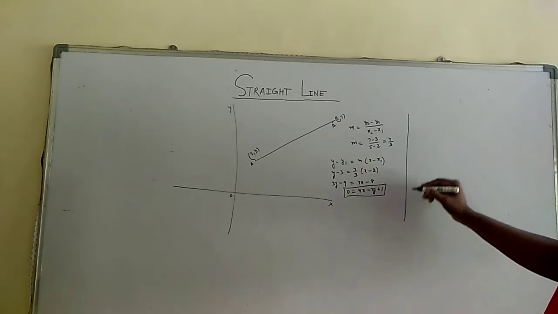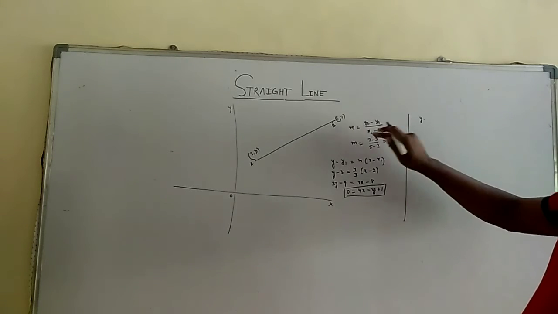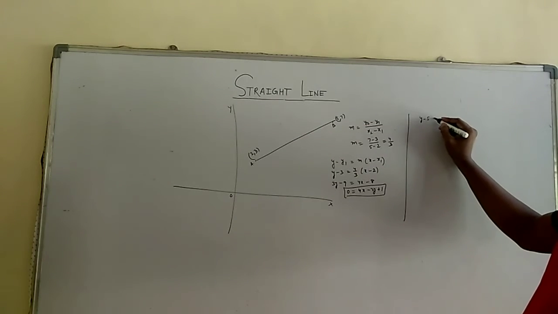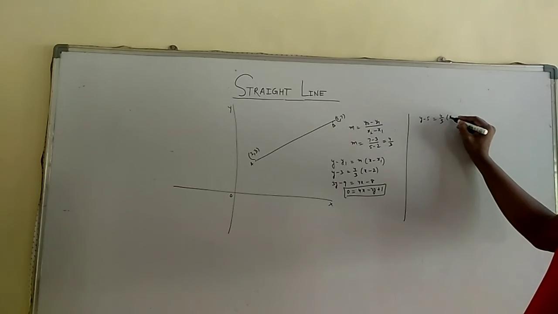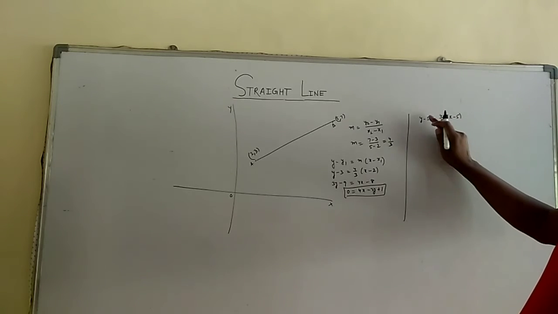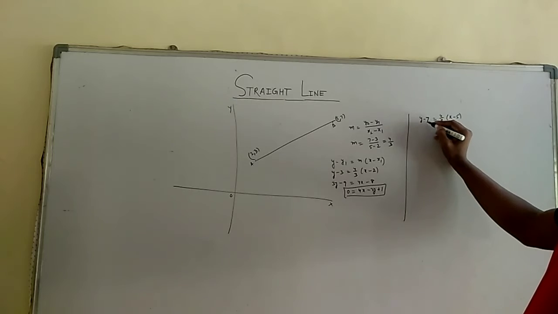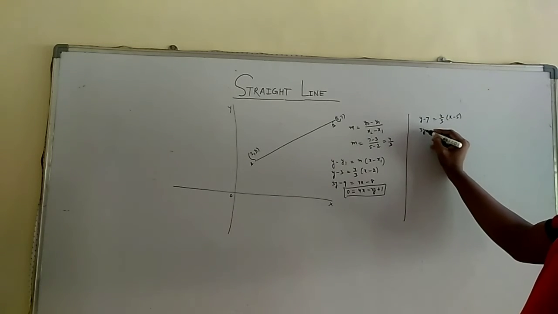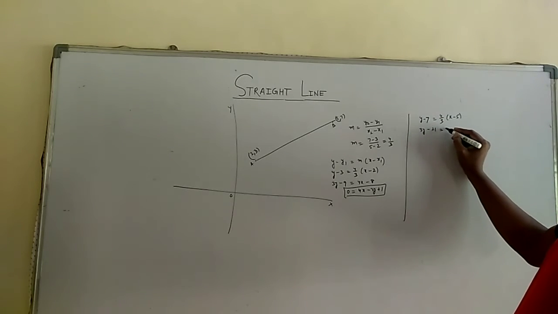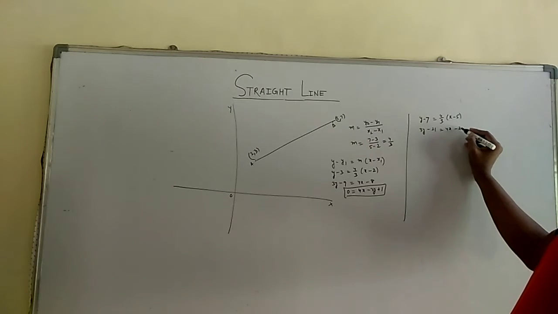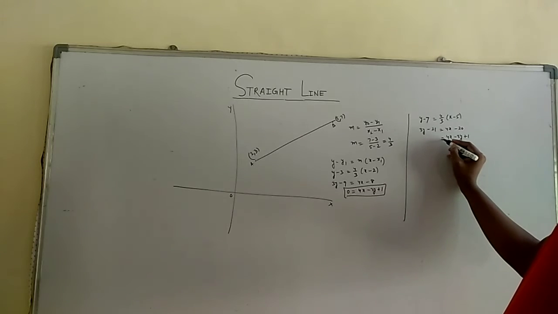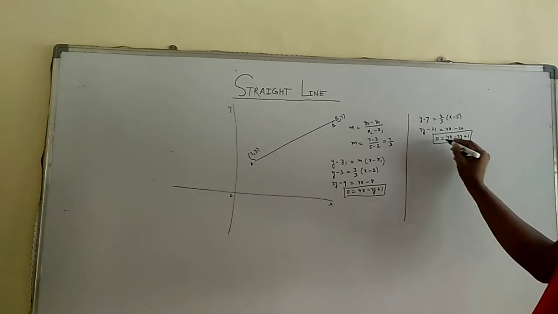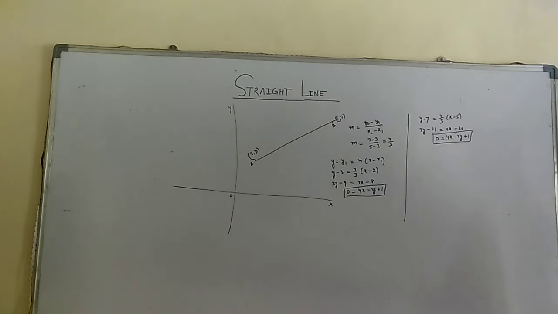So now just work it out. y minus y1, that is 7, is the slope 4 by 3, times x minus x1, that is x minus 5. Here I made a mistake, it should be y minus 7. So 3y minus 21 is 4x minus 20. So 4x minus 3y plus 1 equal to 0. It is the same answer. You are never going to get a different thing.